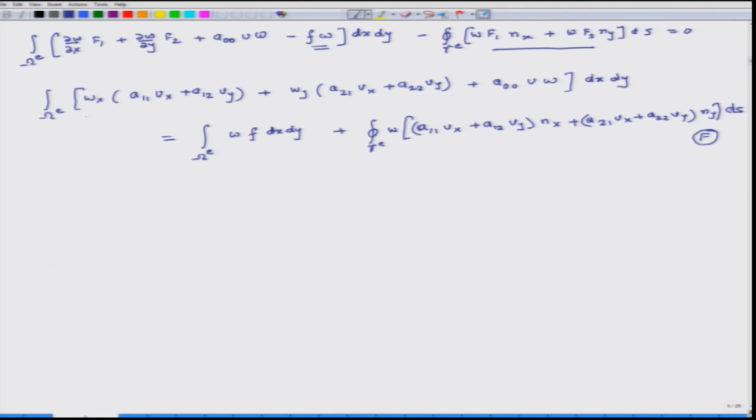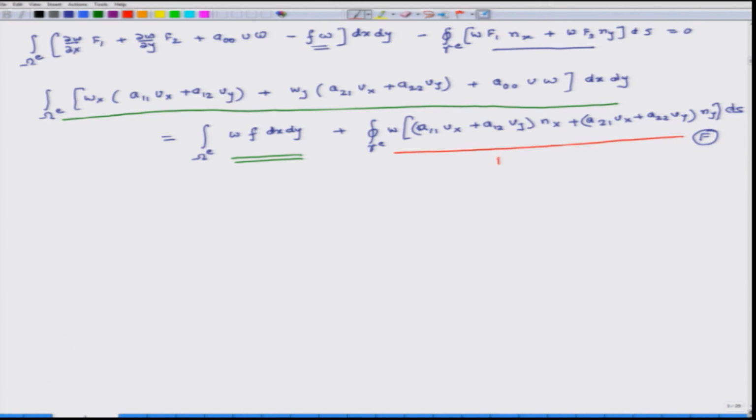So, on the left side you have these boundary terms, excuse me, surface integral terms, and on the right side you have again a surface integral term, but you also have a boundary term.